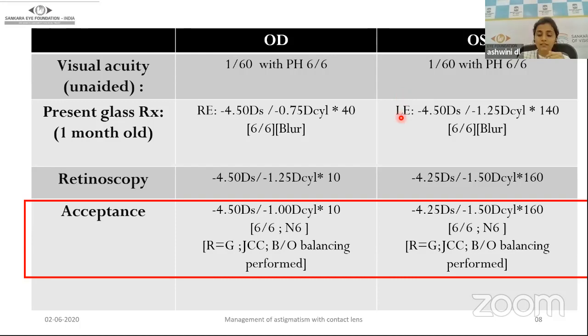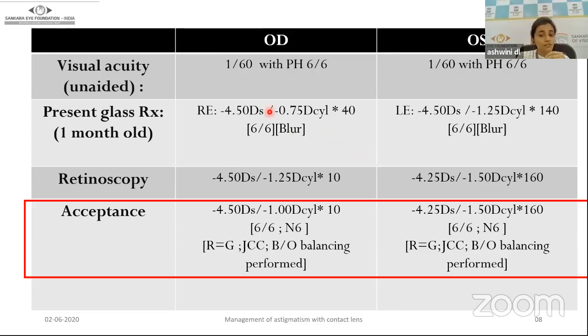And the left eye power was minus 4.5 diopter spherical, the cylinder was minus 1.25 diopter, and the axis was 140. Again, she was able to see the 6/6 line, but she was again feeling blurriness of vision, and she said, I have to put in a lot of stress, then only I'll be able to see clearly. So this was her old glass prescription.